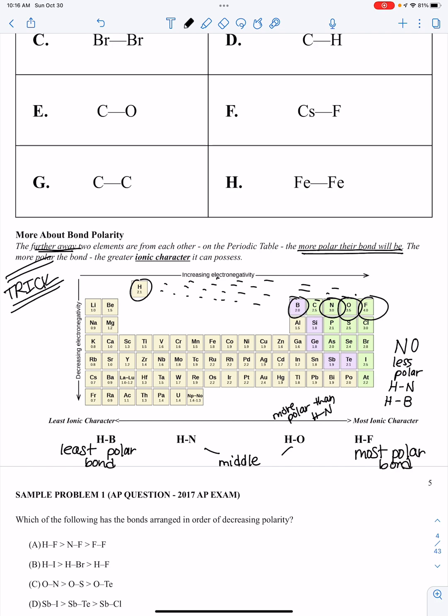These are for polar covalent bonds. And then, of course, if I did HH, that would actually be the least polar. This is nonpolar.